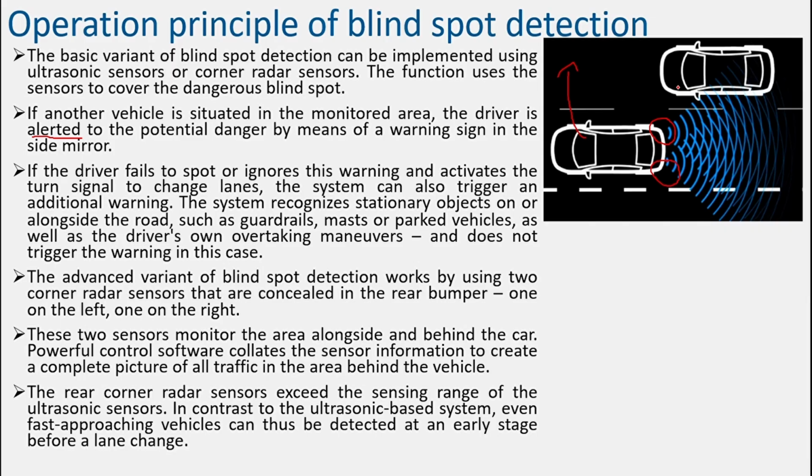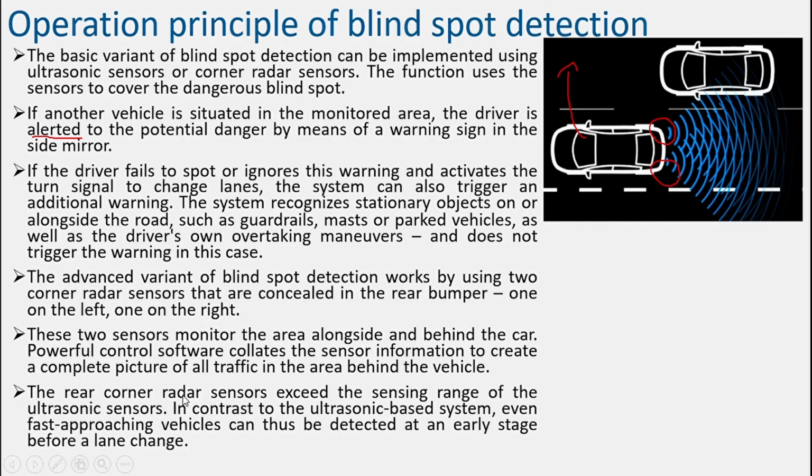Now this is called the operation of blind spot detection, and the rear corner sensors exceed the sensing range of the ultrasonic sensors. One advantage of radar is it has a higher range than ultrasonic sensors. Ultrasonic sensors are usually used for parking functionality. That means during parking, the vehicle's velocity is very low, as everybody knows, the vehicle is going very slowly.